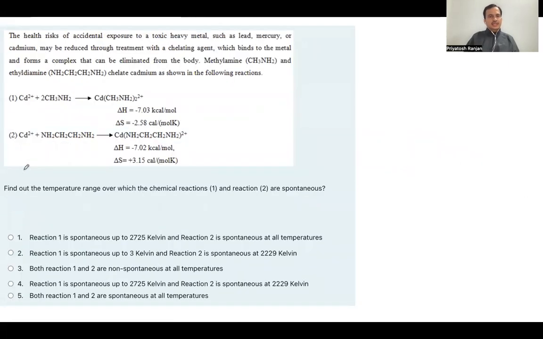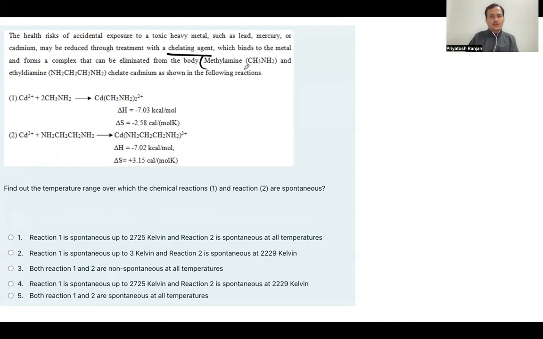Next, it's an interesting question where they have given the health risk of accidental exposure to a toxic heavy metal such as lead or mercury. These are occupational diseases where people who work in these industries are more exposed to heavy metals like lead, mercury, or cadmium, and the risk may be reduced through treatment with a chelating agent. We all know that a chelating agent traps the metal ions, binds to them, and forms a complex that can be eliminated from the body.